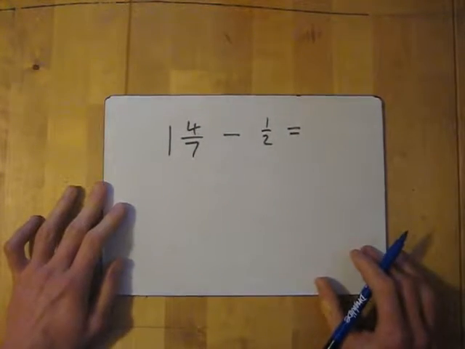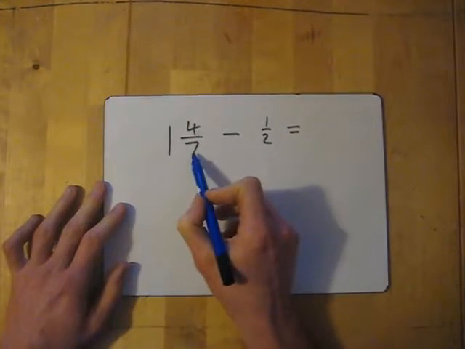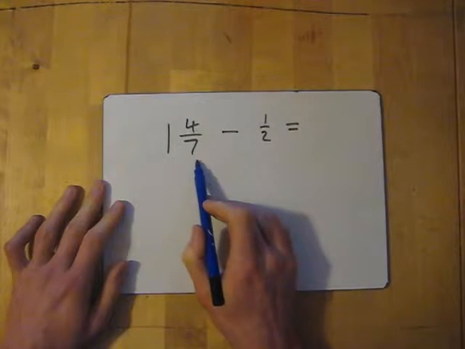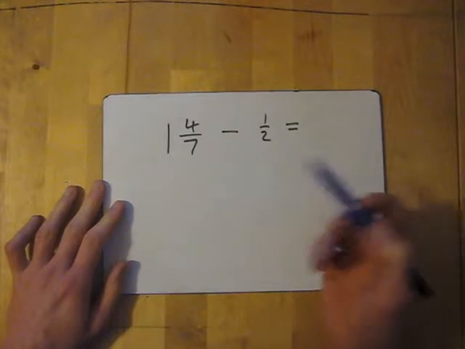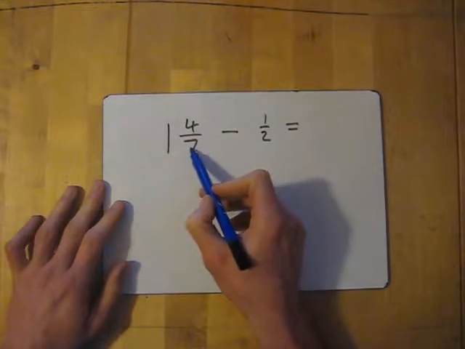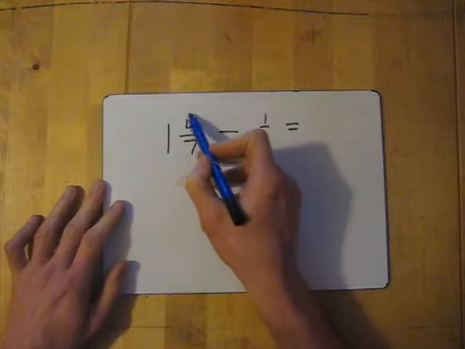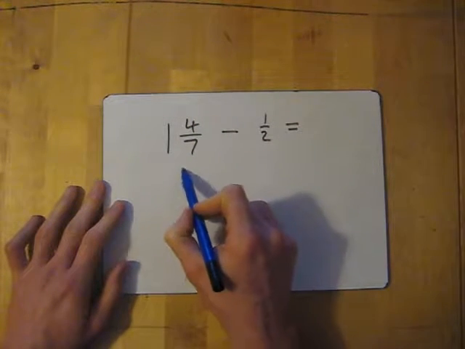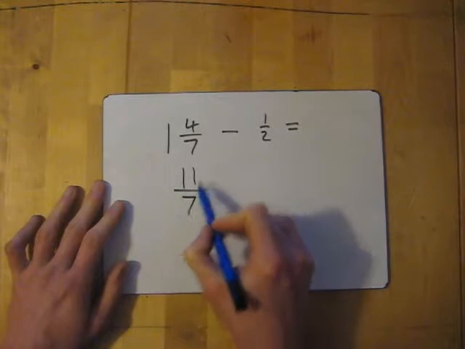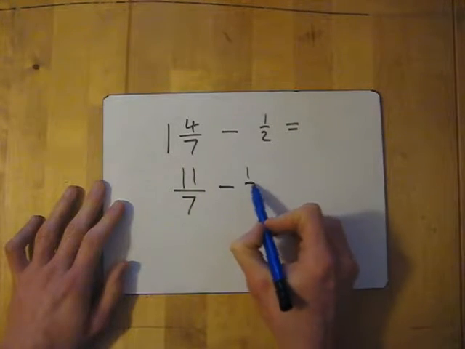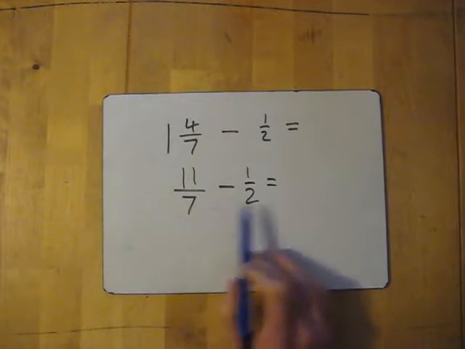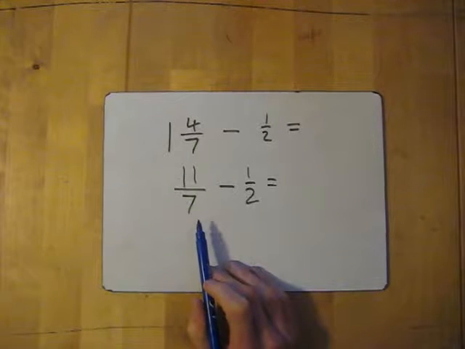Try another one. 1 4/7, take away a half. So first thing, convert this into an improper fraction. Remember, if it's a mixed number, ask your ma for help. So 1 times 7 gives me 7. And then add the 4, which gives me 11. Take away 1/2 equals. Now we need the same denominator.